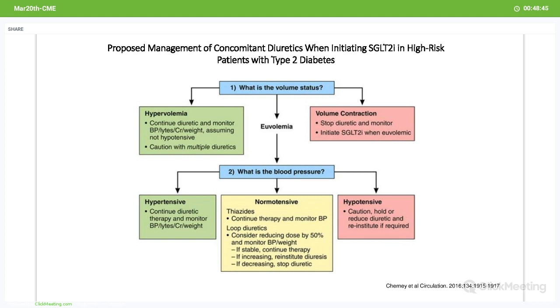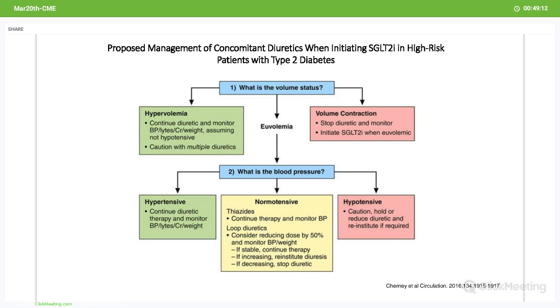There's a lot of discussion about what to do with diuretics and SGLT inhibitors. Nobody really knows, but I think it highlights that caution is required. If you have a hypovolemic or volume contracted patient, you may want to stop the diuretic when starting an SGLT inhibitor. If you have hypervolemia or fluid overload, like many heart failure patients, then you're okay with both perhaps, but you want to keep a close eye on things.